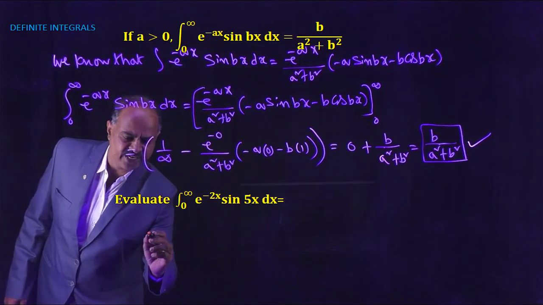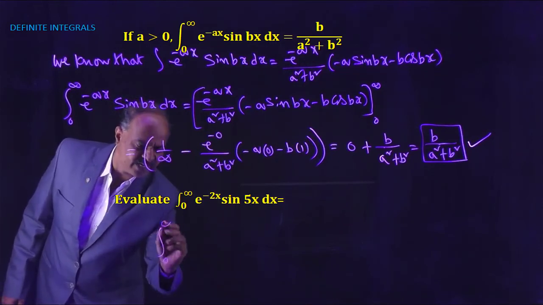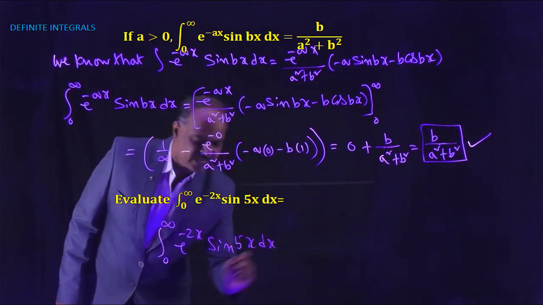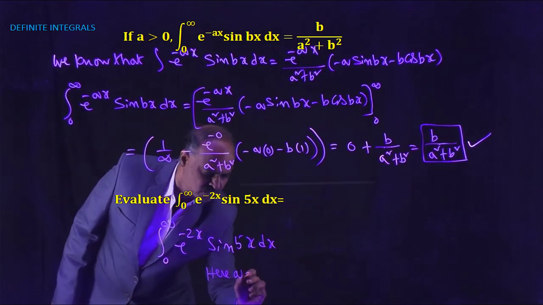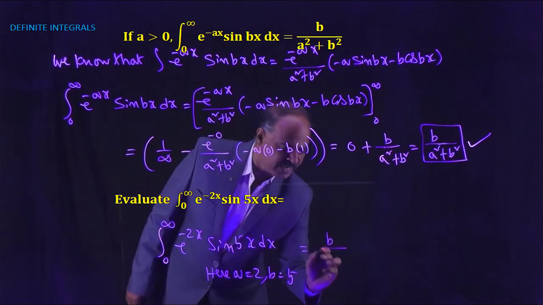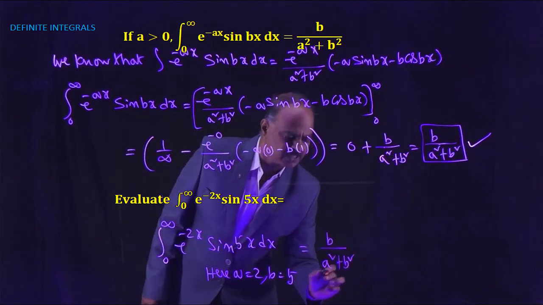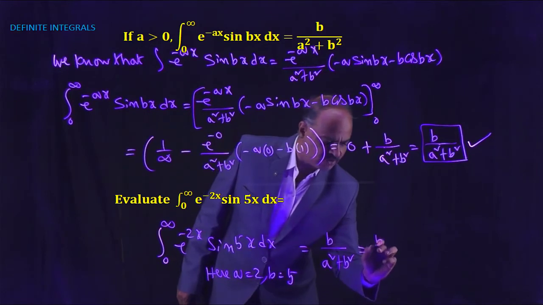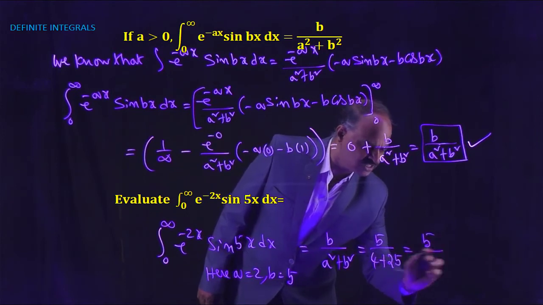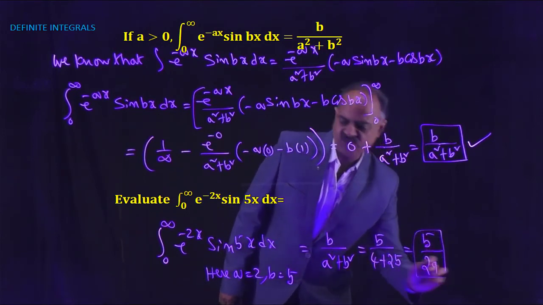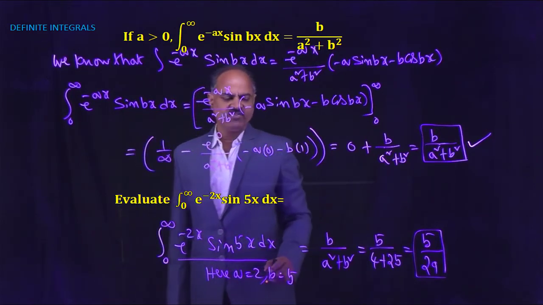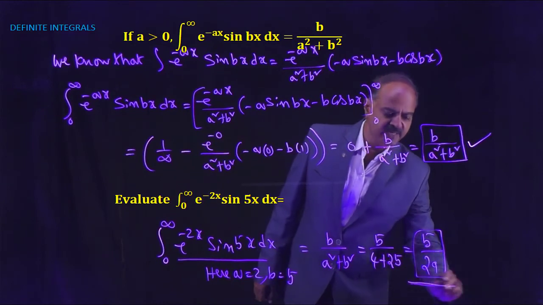Integral 0 to infinity e power minus 2x into sin 5x dx. Here a equals 2 and b equals 5. The formula is b by a square plus b square. Here b equals 5, a square equals 4 and b square equals 25. So that equals 5 by 29. Therefore, integral 0 to infinity e power minus 2x into sin 5x dx equals 5 by 29.